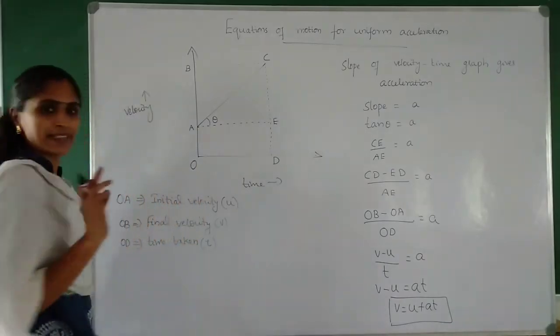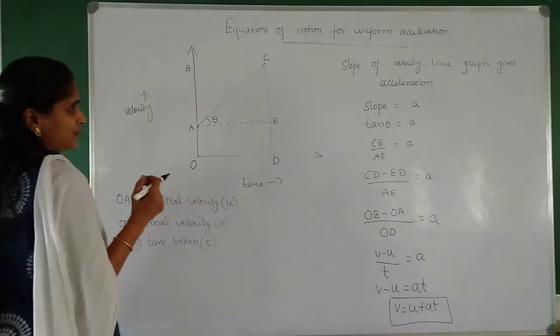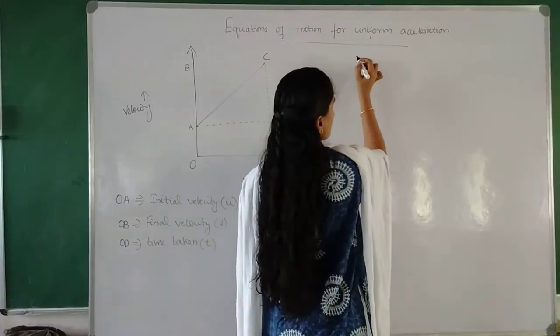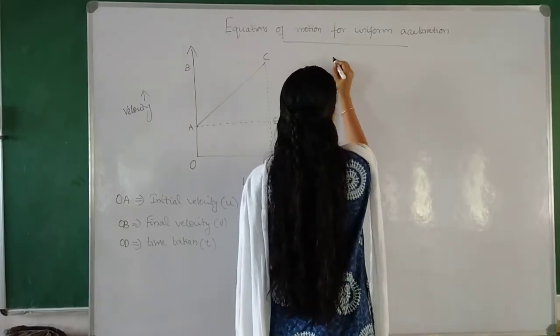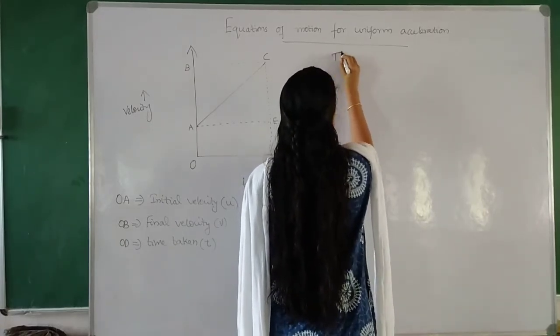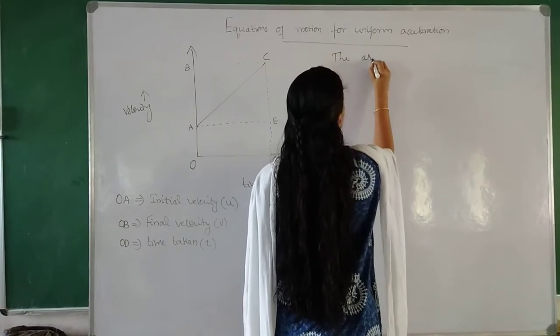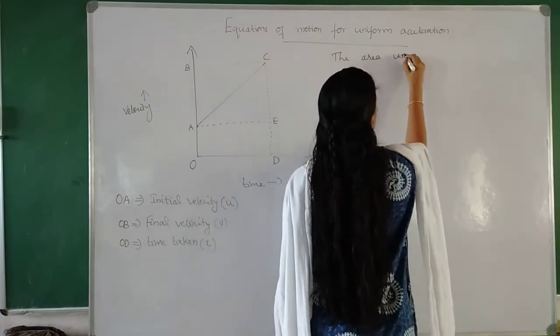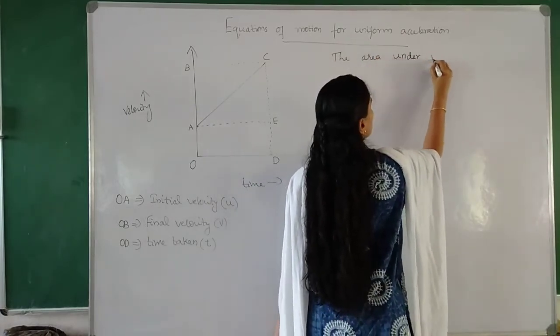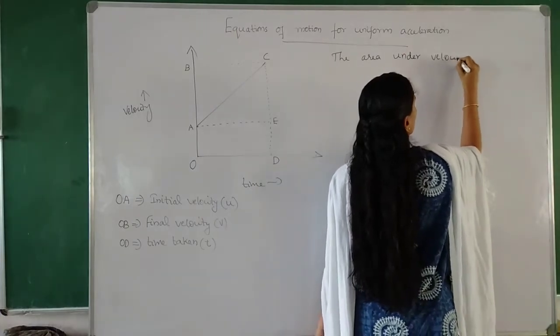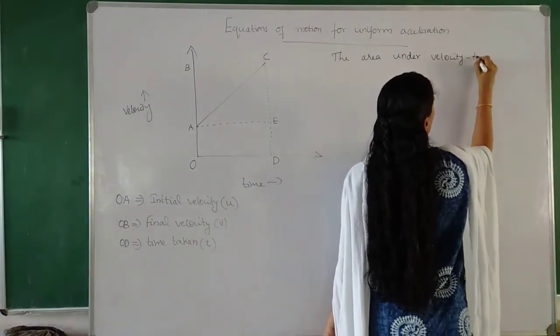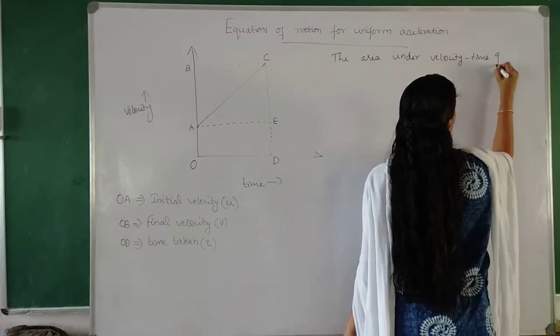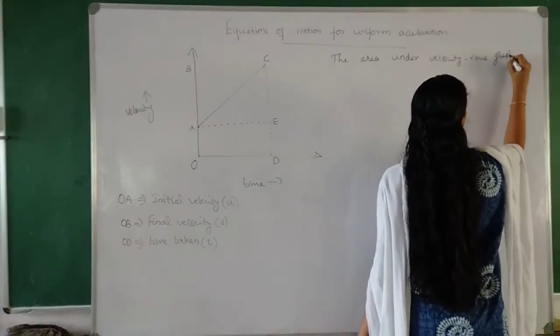Now we will discuss the second equation. The second equation of motion, we can write, the area under the velocity time graph gives displacement.